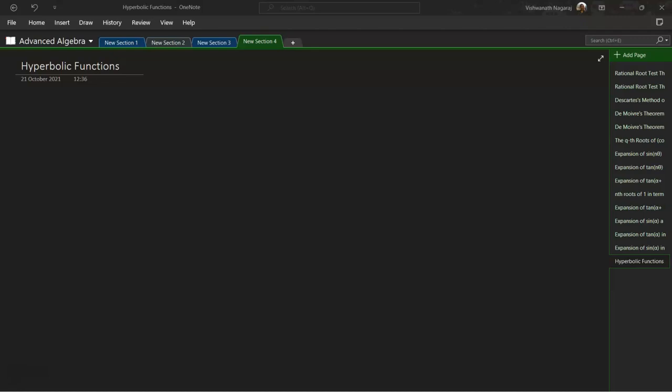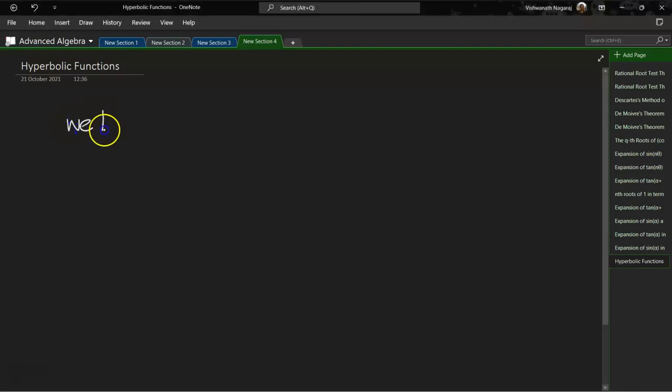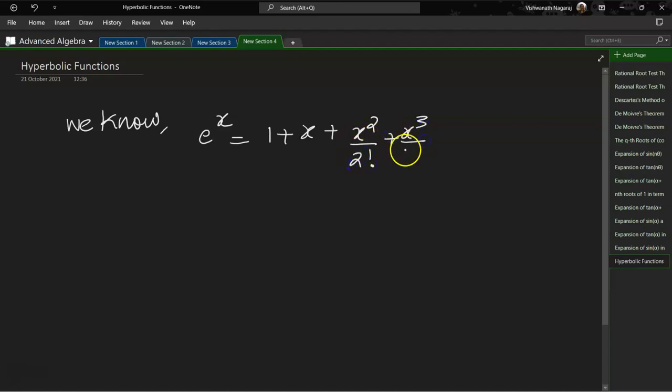Hyperbolic functions. Okay. Now, before we actually look at hyperbolic functions, let's very quickly do a small review. Okay, so we know e to the power of x is equal to 1 plus x square by 2 factorial plus x cube by 3 factorial and so on and on.